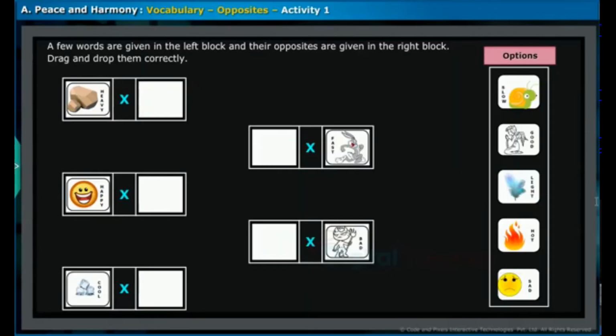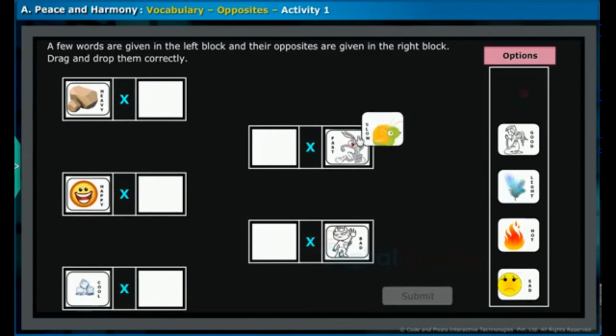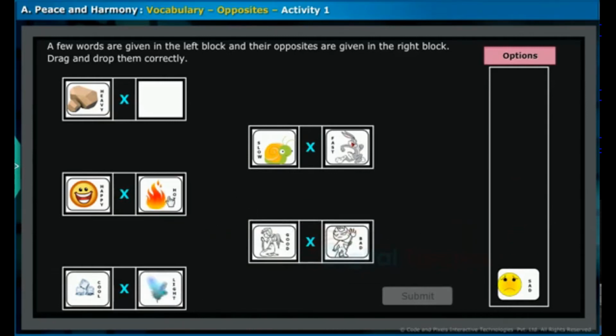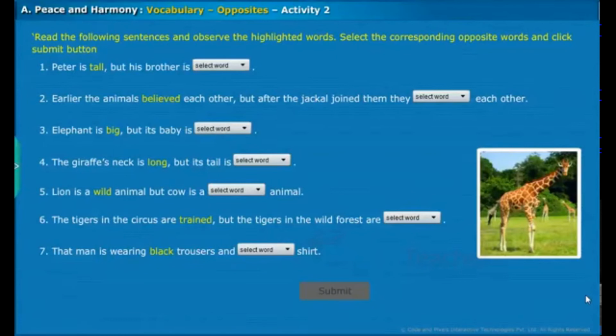Let us now do a simple activity to check your previous knowledge. A few words are given in the left block and their opposites are given in the right block. Drag and drop them correctly and click the Submit button. Read the following sentences and observe the highlighted words. Select the corresponding opposite words and click Submit button.